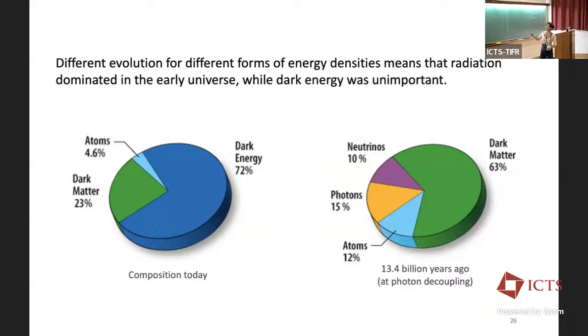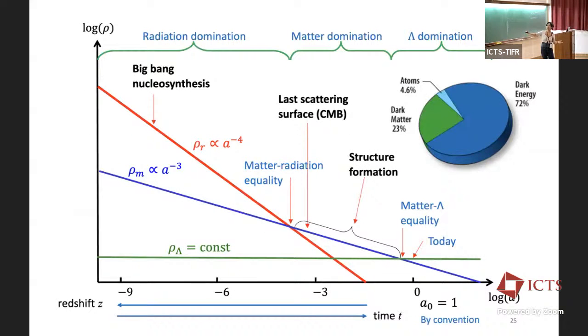Another thing I just want to highlight is that when I showed you this picture of the energy budget of the universe earlier, there were always these 2 pies, one for the composition of the universe today, and one for the composition of the universe at the time of photon decoupling. And they look different. The reason they're different is because different forms of energy densities evolve in different ways.